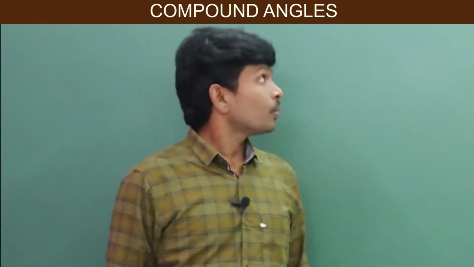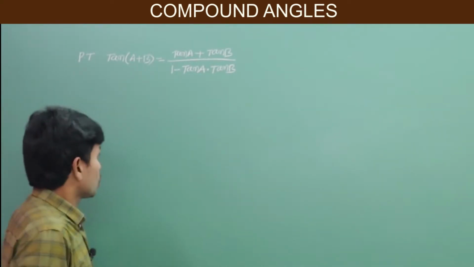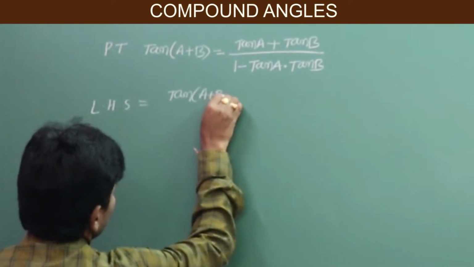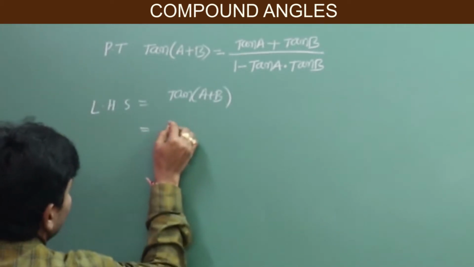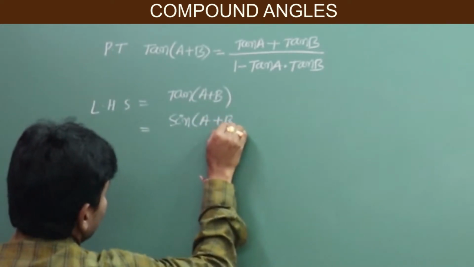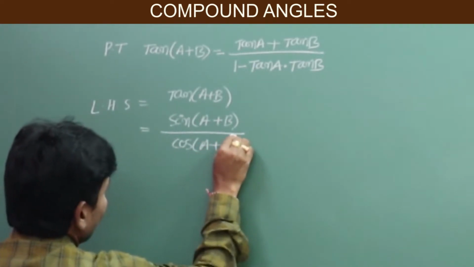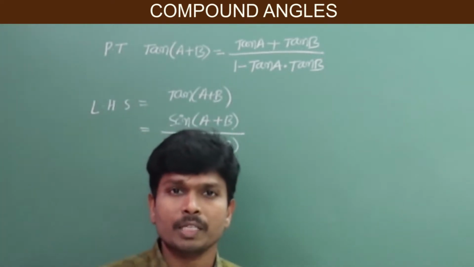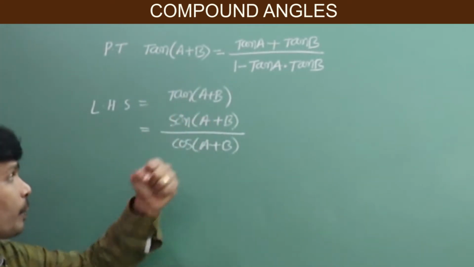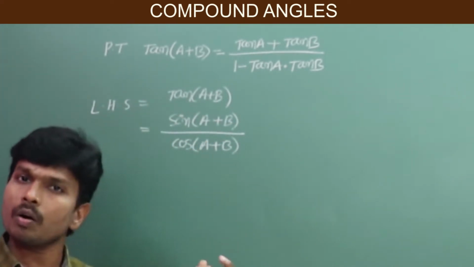Okay. Now, here you observe the LHS. LHS is tan of a plus b. So that's why you take LHS, tan of a plus b. How to write it? Tan theta is sin theta by cos theta. So this is sin of a plus b by cos of a plus b. Yes or no? That we expressed as sin of a plus b by cos of a plus b.